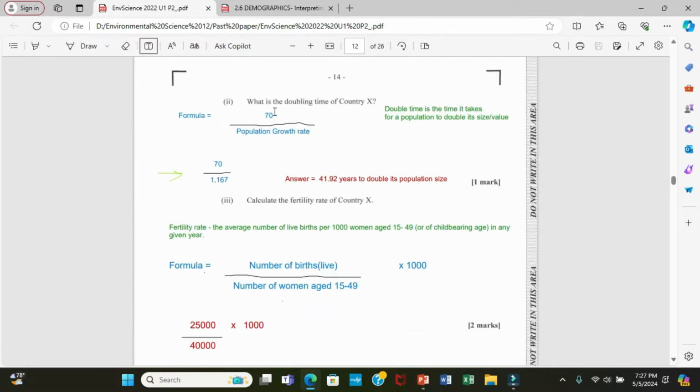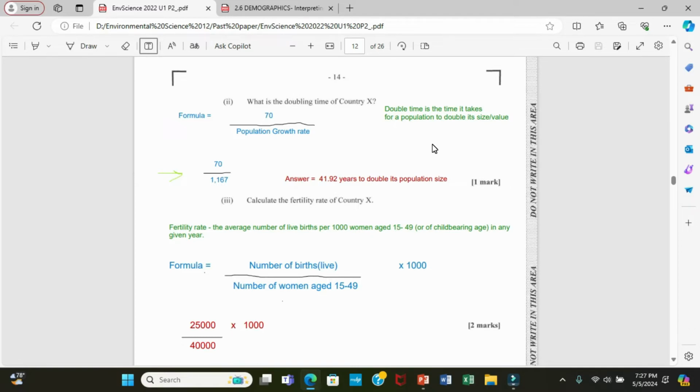All right, the next part of the question says, what is the double time of country X? Now, of course, to understand the question, let's look at what is double time. Now, double time is the time it takes for a population to double its size or value. So, in other words, how many years it takes for a population to double its size. So, for example, say Jamaica is 3 million persons right now this year, 2024.